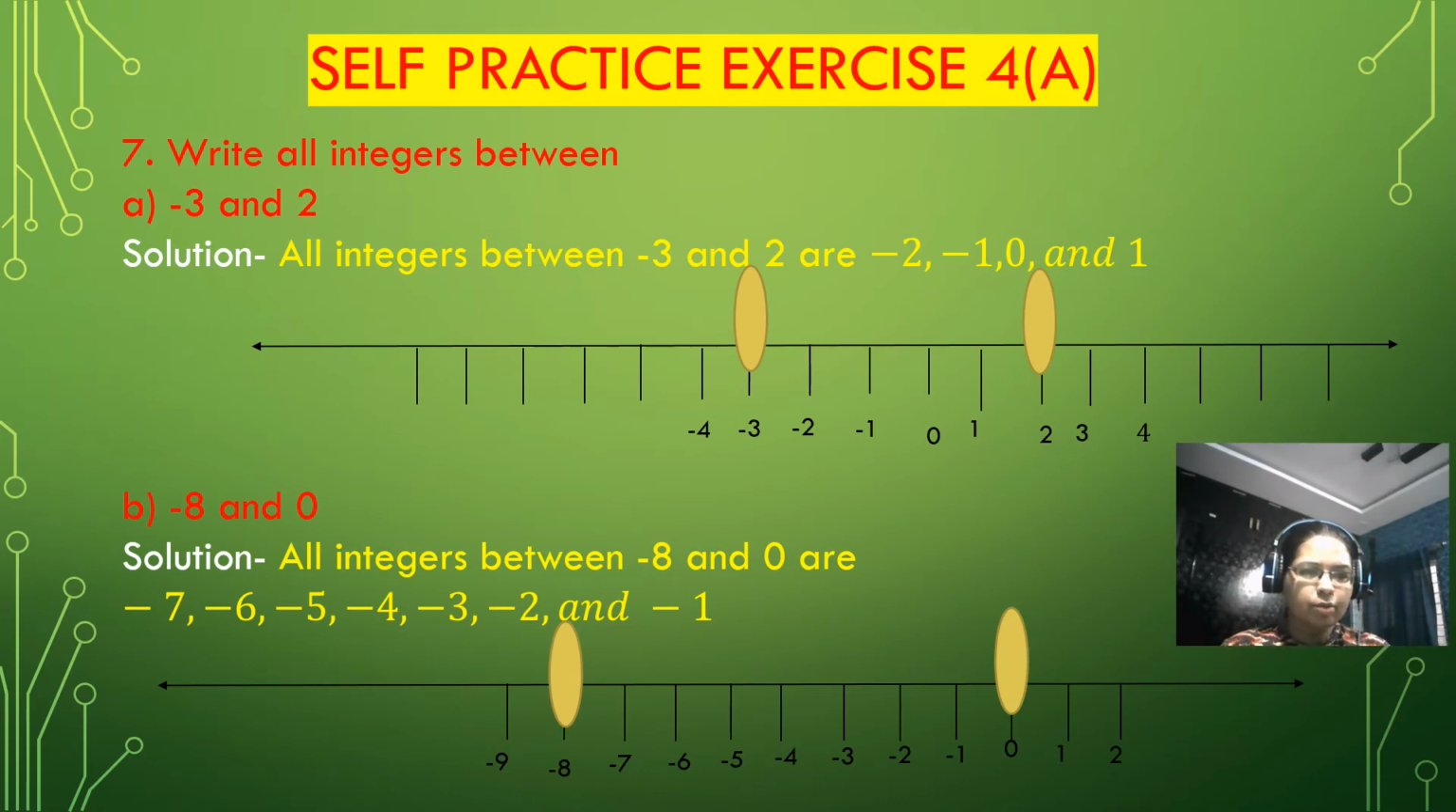Now we'll solve question number 7. Question number 7 is write all integers between -3 and 2. We have to write all integers between -3 and 2. So between -3 and 2, we can represent this on a number line.